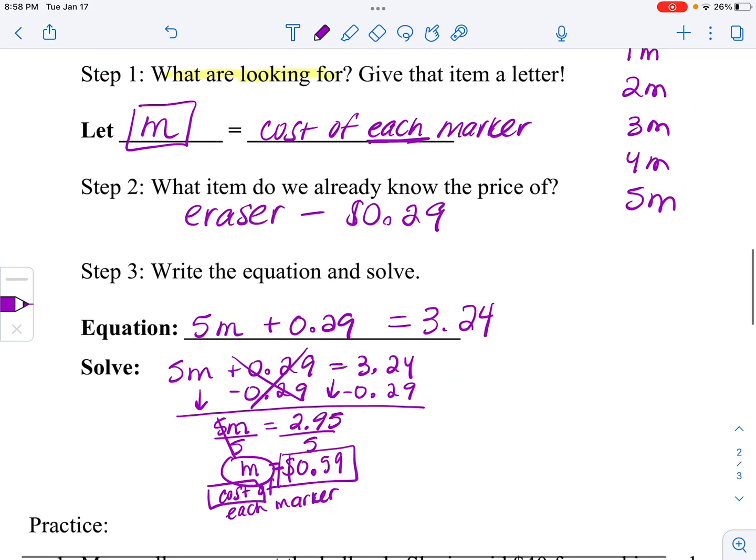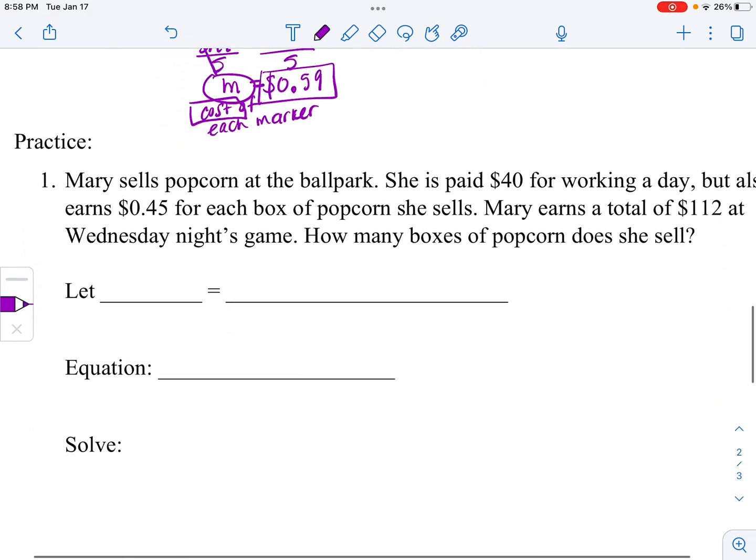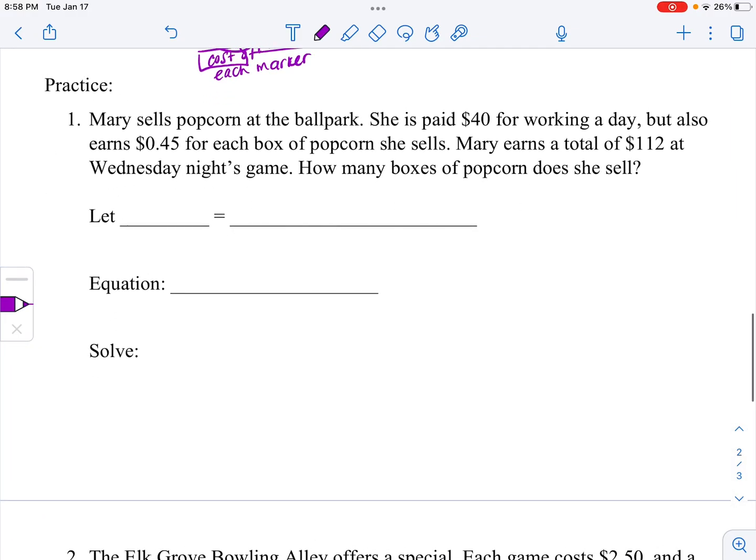Okay. If at any point you needed to pause, you can go back, pause again, rewrite, whatever you have to do. We're going to move on to another one. Sorry, I keep coughing. Okay.